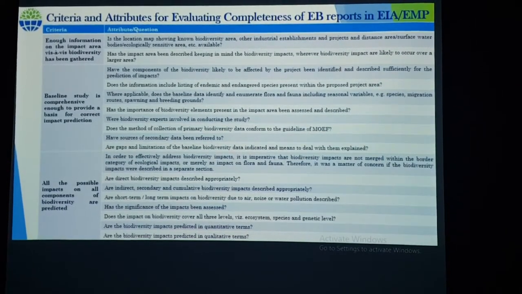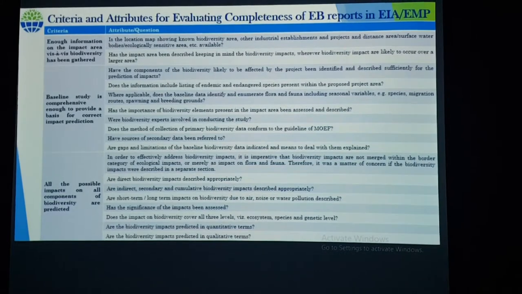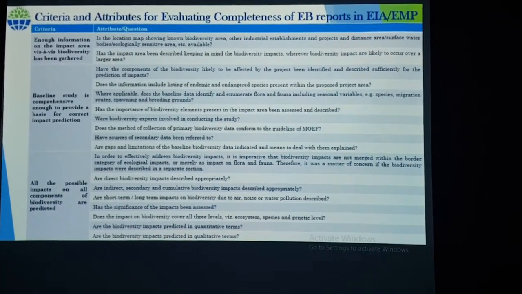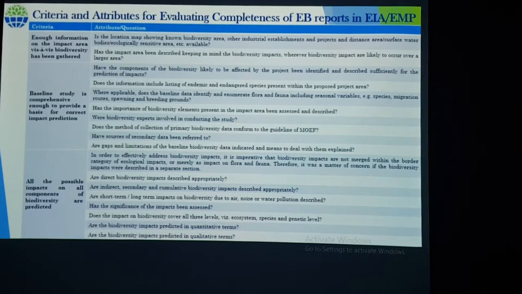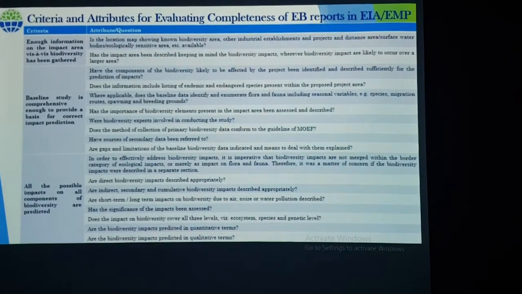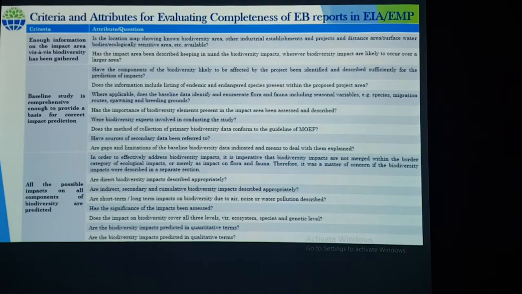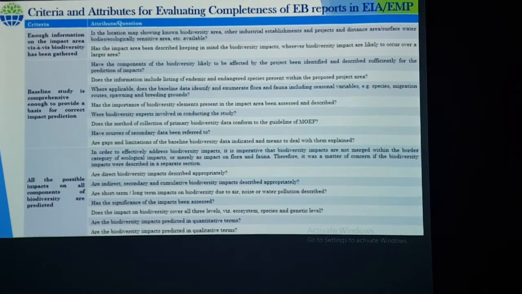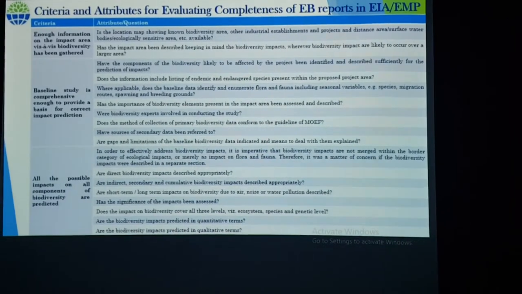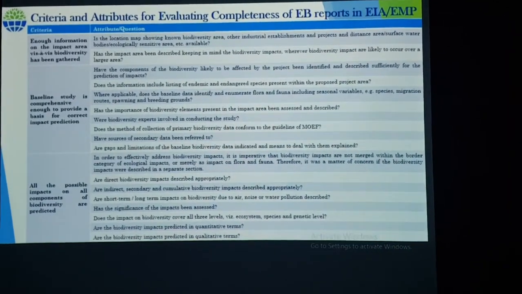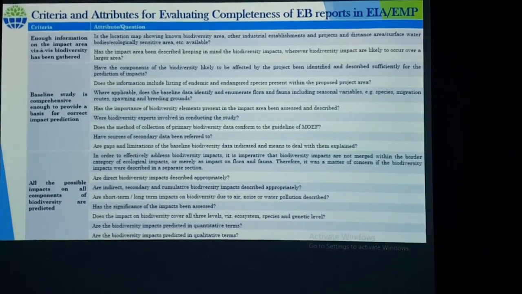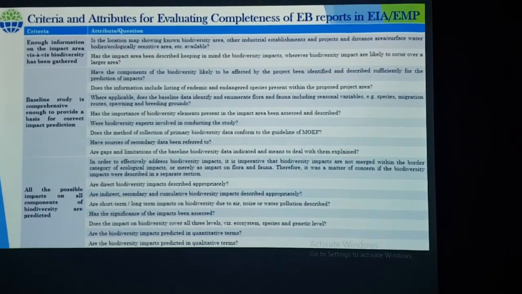And then, has the importance of the biodiversity elements present in the impact area been addressed or not? Were biodiversity experts involved in conducting the study by himself? Does the method of collection of primary biodiversity data conform to the guidelines of MFCC? Have sources of secondary data been referred to? Are gaps and limitations of the baseline biodiversity data indicated, and are means to deal with them explained or not?